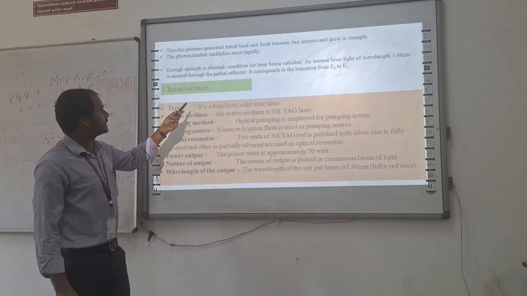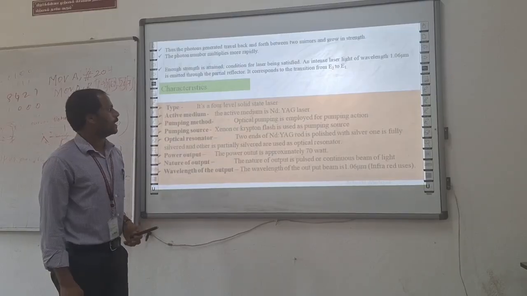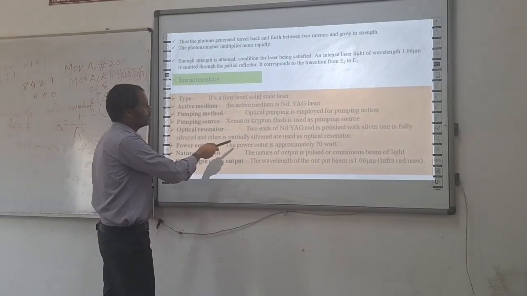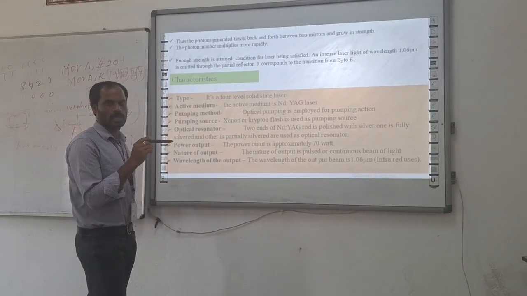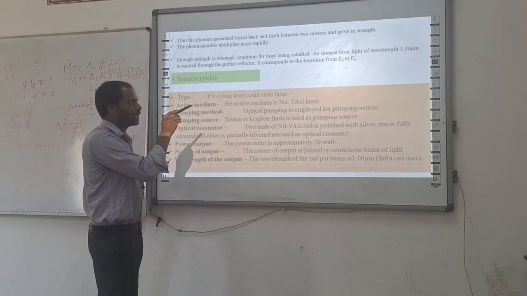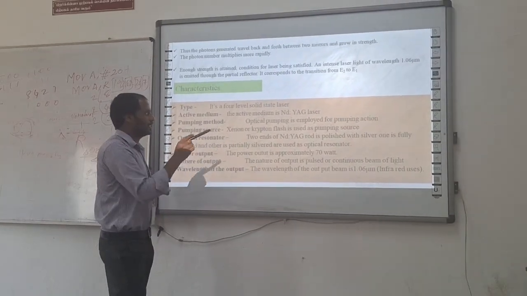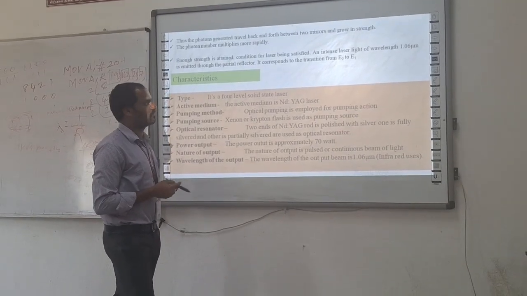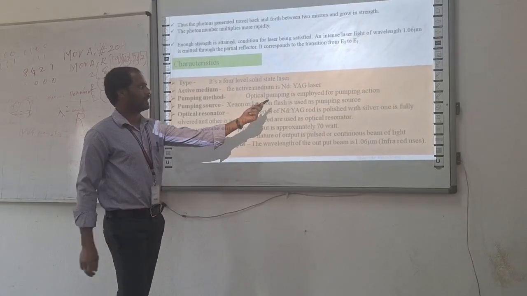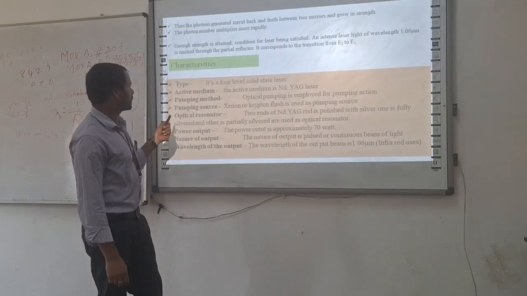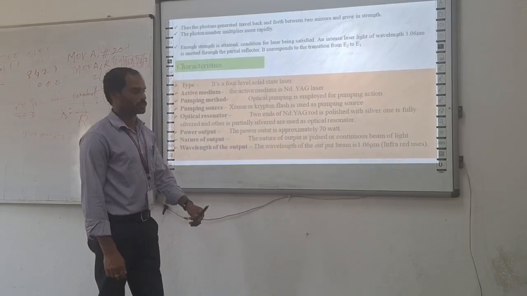These are the Nd:YAG laser characteristics. Type: it is a four-level solid state system, as already discussed. Active medium: the Nd:YAG rod; when we switch on the power supply, the krypton flash tube also switches on, and it is a continuous process. Pumping method: optical pumping is employed, with a xenon or krypton flash tube used as the pumping source.